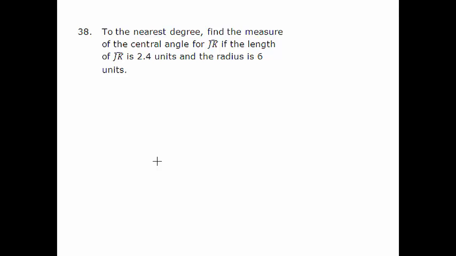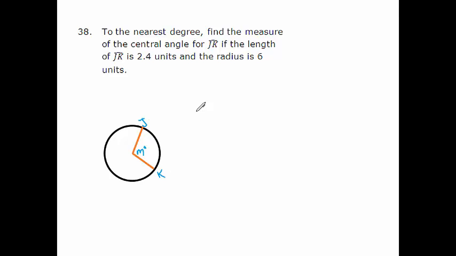For number 38, asked to the nearest degree, find the measure of the central angle for arc JK if the length of JK is 2.4 units and the radius is 6 units. Okay, so we're talking about a circle here and some central angle, but we don't know what that is yet. So we'll call it m degrees. And it is the central angle that has points J and K on the circle.